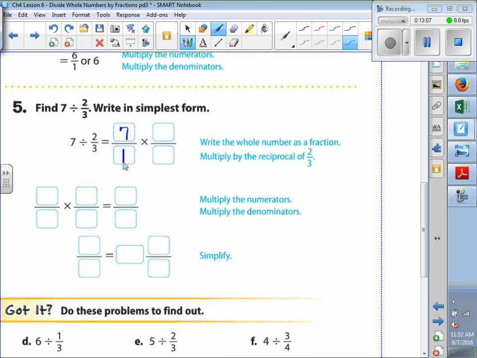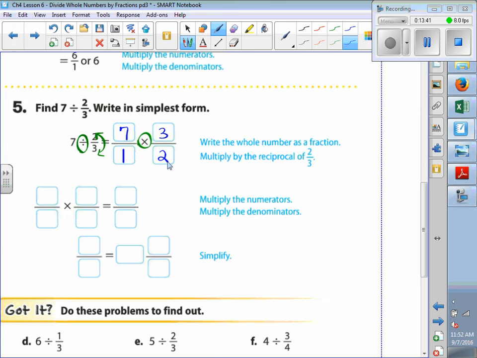Right? The division becomes multiplication. And the second fraction, 2/3, becomes the reciprocal, which is 3/2. Very good. So now we just multiply straight across, just like normal. If I can simplify before I multiply, I should do that. Okay?